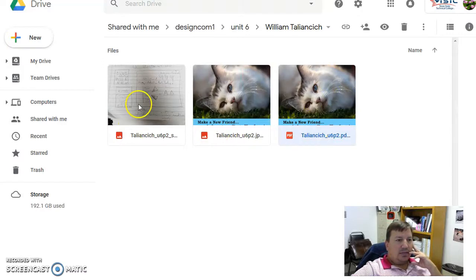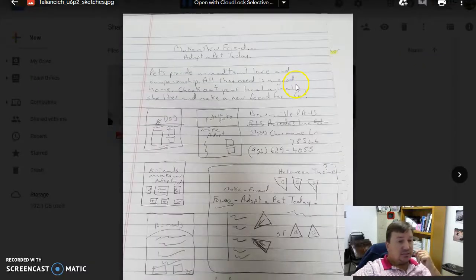These were my sketches. I just kind of moved this one with one picture with the information, and those are going to be the words.